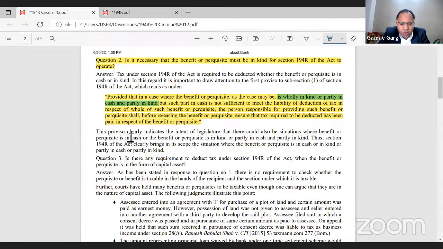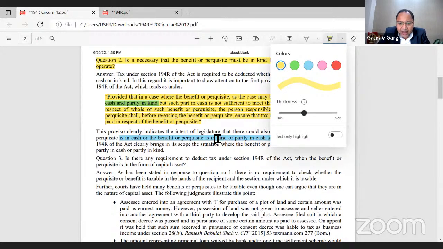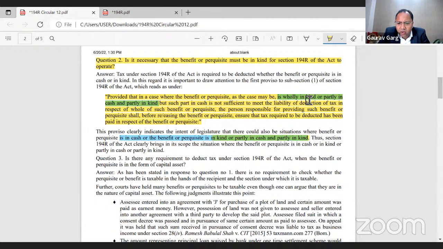Now they say this proviso clearly indicates the intent of the legislature that there could also be a situation where the benefit or perquisite is in cash, or the benefit or perquisite is in kind, or partially in cash and partially in kind. I'm not clear from where they have come up with these words, is in cash, because the benefit or perquisite is in kind or partially in cash and partially in kind. We can certainly read this line in the above provisions also. We can read here also, is wholly in kind or partially in cash and partially in kind. But these words, is in cash, are not written in the first proviso. So I feel they are reading what is not written in the proviso.